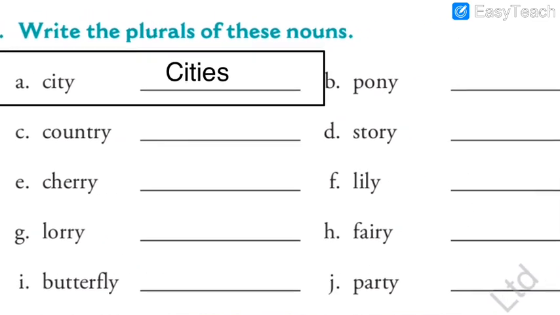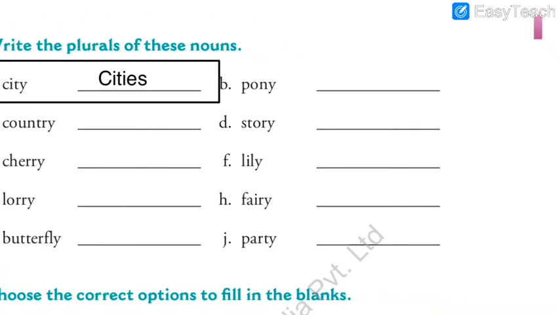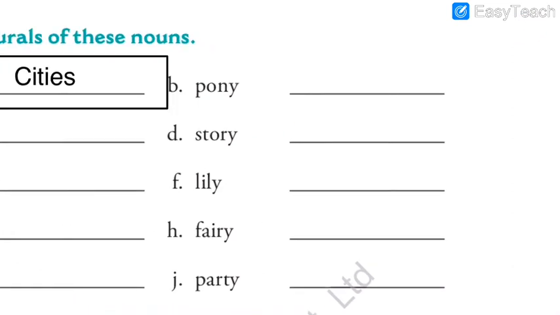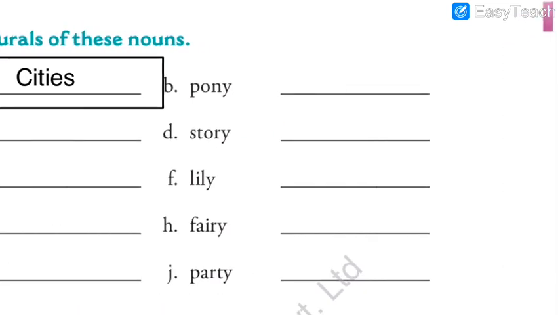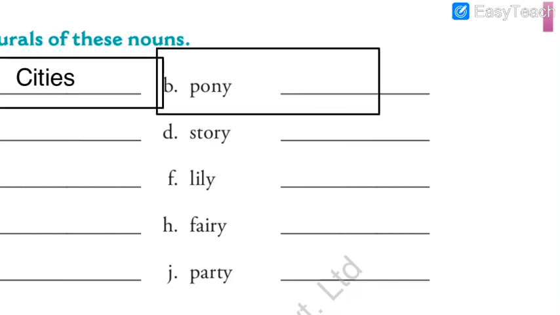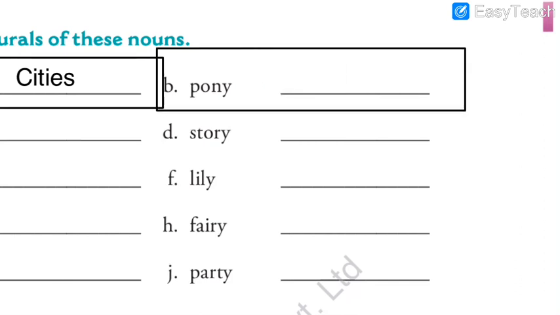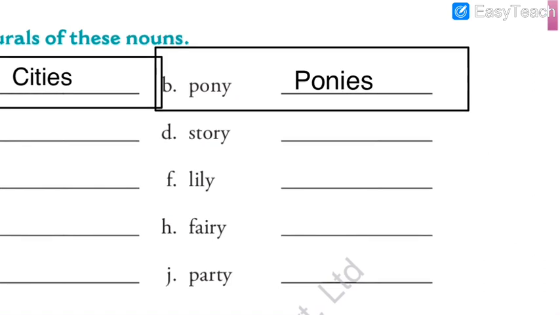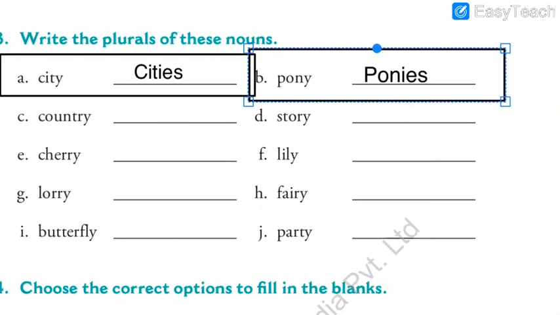Okay. Again, let us move on to the next blank and let me bring it into the center of the screen for you. And here is the second blank for you. Pony. What could be the answer? We need to replace the Y with IES. So PON instead of Y, IES. So ponies. Correct? So this way you need to replace the Y in every word with IES, and the answer will be in front of you, correct?